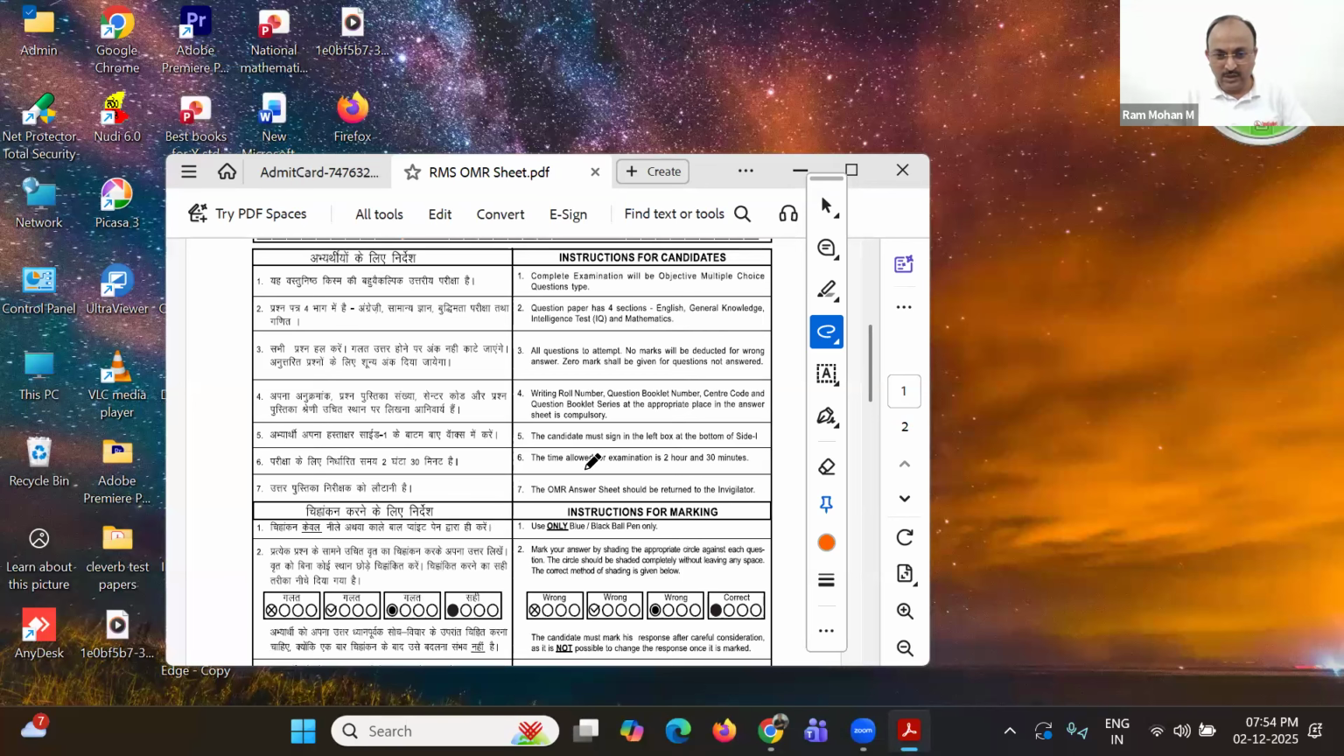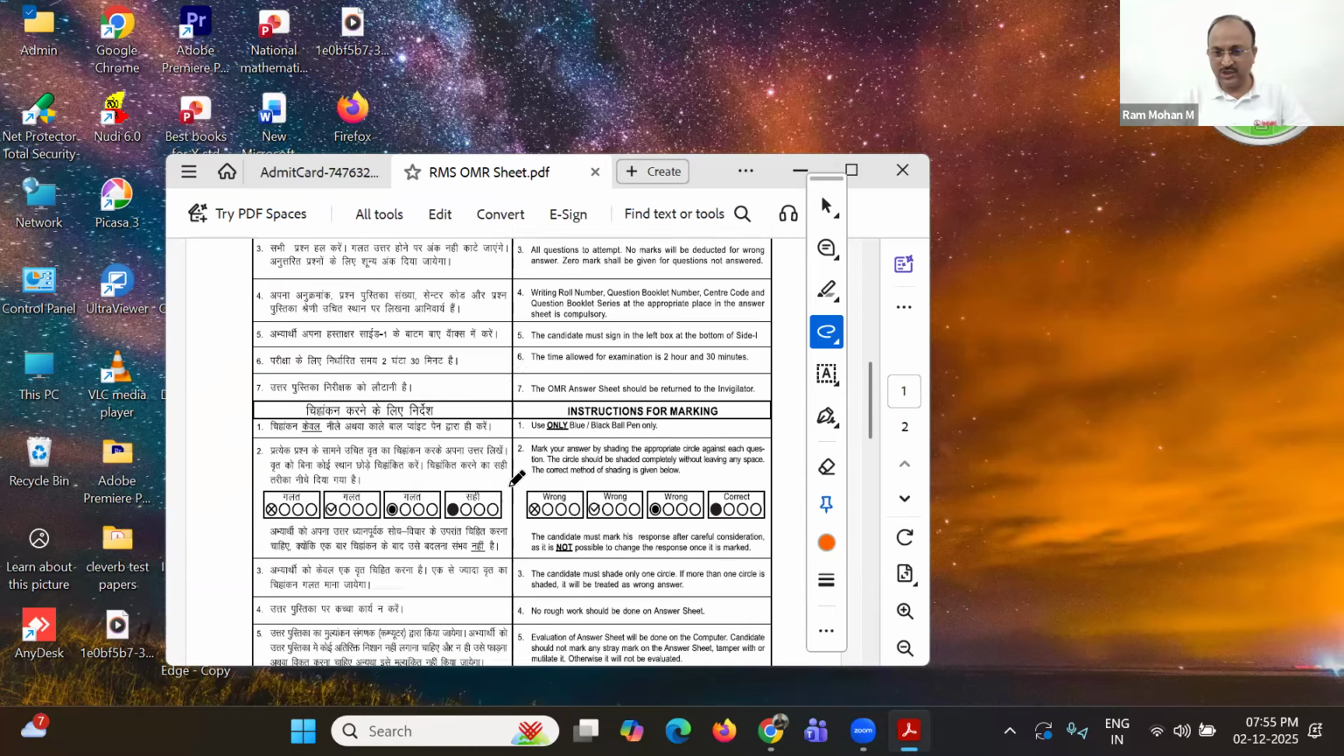Also, the time allowed for the examination is 2 hours and 30 minutes. This 2 hours and 30 minutes includes filling in your OMR sheet also. You will not get any extra time for that in the exam. That's why tomorrow, whatever mock tests I'm going to give, try to do them as fast as possible so that it becomes practice. The OMR answer sheet must be handed over to the invigilator, and you can take your admit card and the question paper with you.